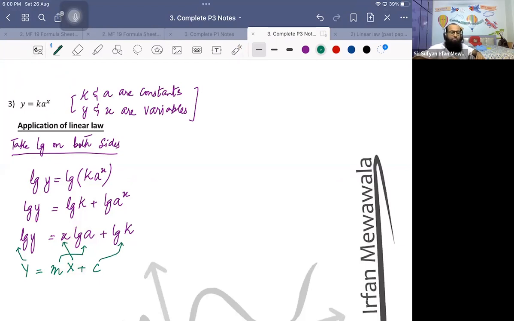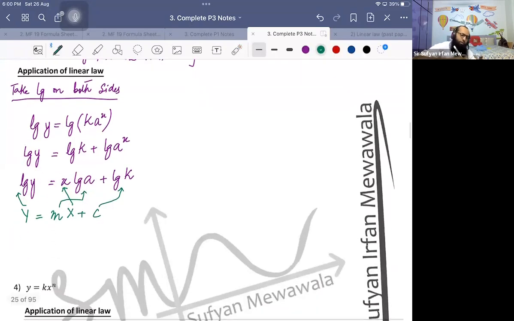And the intercept will be called LGY intercept. Why? Because on the y-axis, we are not taking y, we are taking LGY. On x-axis, we are taking x. And the gradient will then be LGA. So I'm writing it as well. Y equals LGY. X equals x. The gradient equals LGA. And the intercept equals LGK.